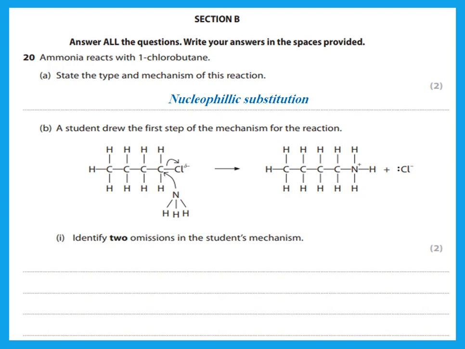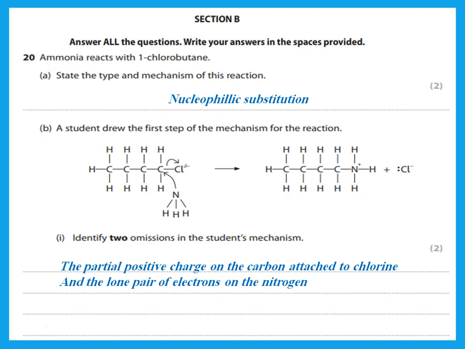And then he says, a student drew the first step of the mechanism. Now identify 2 omissions in the student's mechanism. What is wrong about the student's mechanism? Remember we said, first of all, we need dipoles. He doesn't have the positive dipole on the carbon. And the nitrogen attacks with its lone pair of electrons.